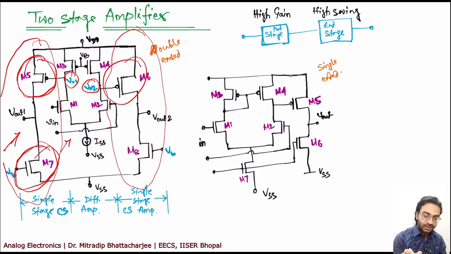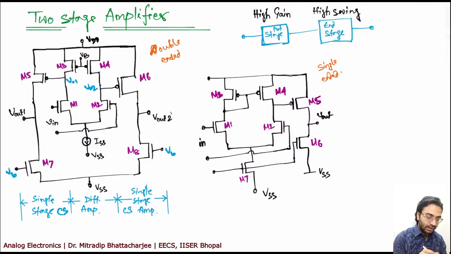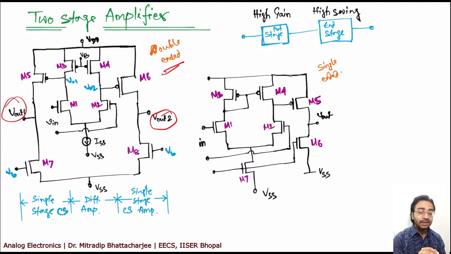Now if you look at the first circuit, it is providing you 2 outputs, Vout1 and Vout2. So it is known as double-ended output. However, in the right circuit, this one, there is only one output. So it is a single-ended amplifier. So you can get a two-stage double-ended or a two-stage single-ended amplifier. So: two-stage double-ended amplifier, two-stage single-ended amplifier.